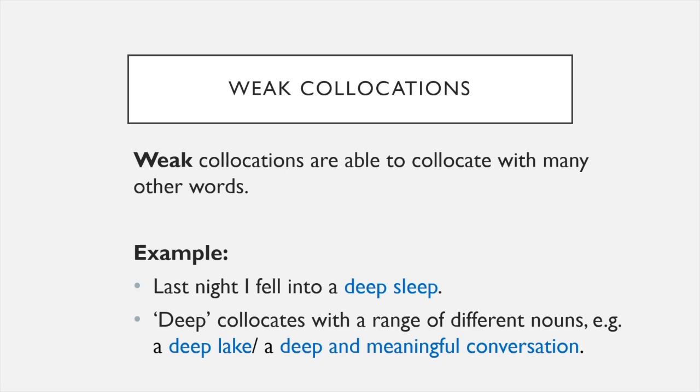Another example would be a deep sleep. So this is a sleep when you really wouldn't wake up easily. But deep can collocate with a lot of other nouns. For example, deep water, a deep cut, a deep breath, a deep voice, deep roots, or even a deep understanding of something. So these are all examples of weak collocations.